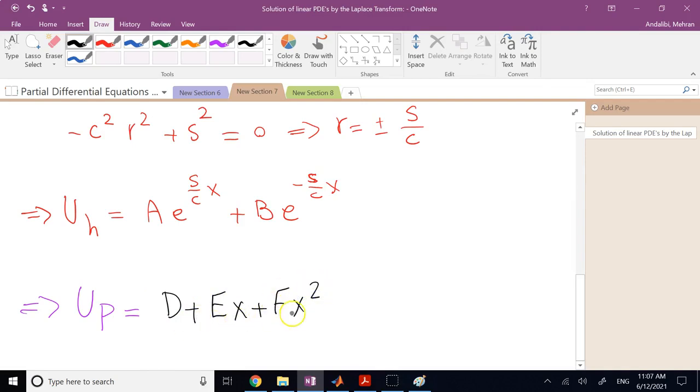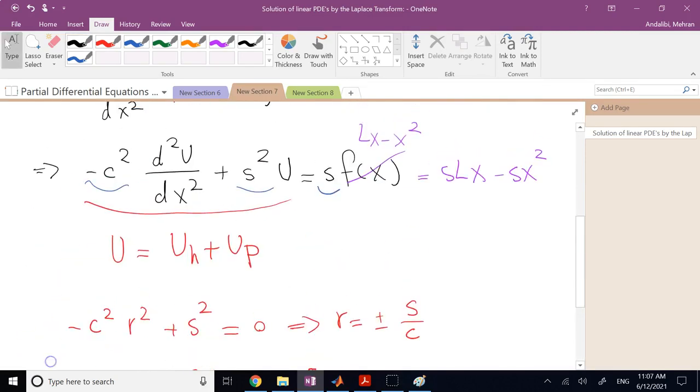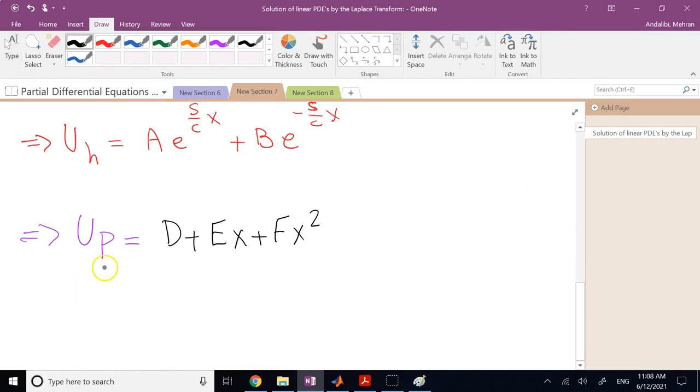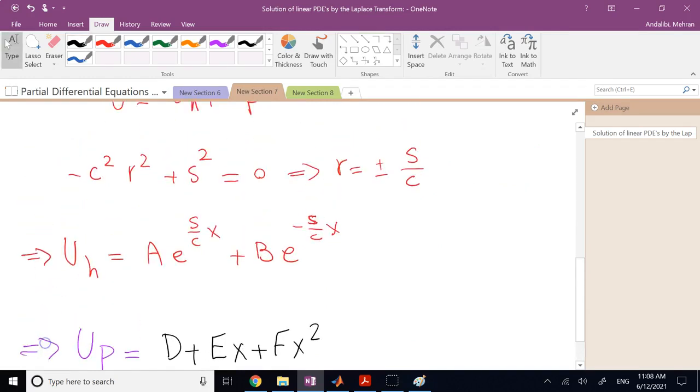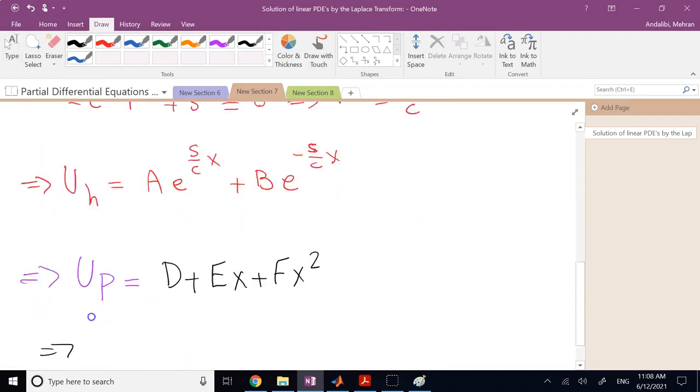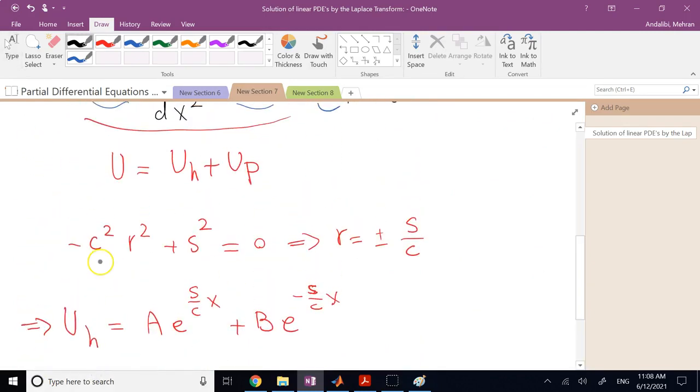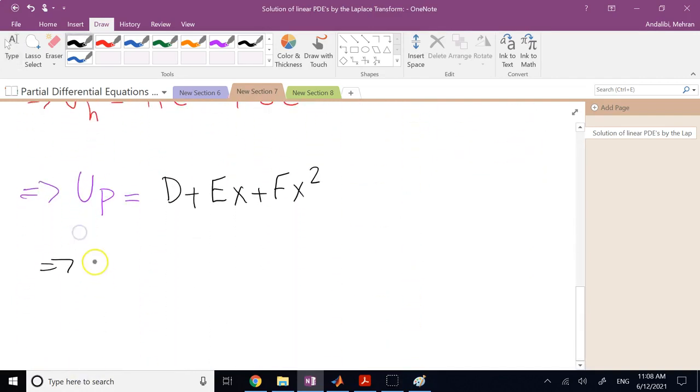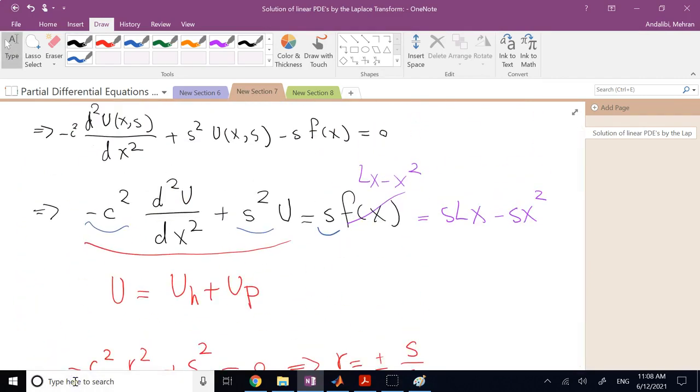In order to find d, e, and f, I have to plug this into my original ODE, and then from there I can find the coefficients d, e, and f based on these other coefficients. Right? So for example, if I plug it in, the second derivative of u p with respect to x is only going to be the 2f term, and you have to multiply it by negative c squared, so it is going to be negative c squared times 2f, that's the first term, and then plus s squared times the whole thing.